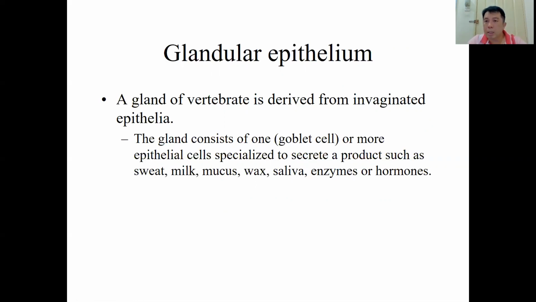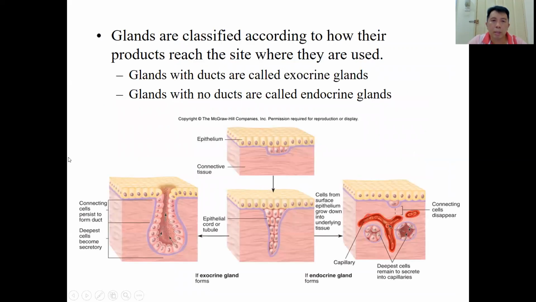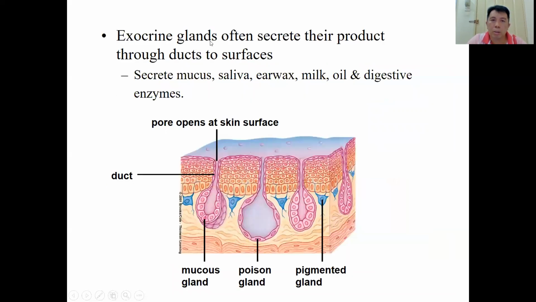Glandular epithelium forms the glands. The glands can be exocrine or endocrine glands. You can see here, the glands with a duct are called exocrine glands. After they derive, they have a duct here, so this is an exocrine gland. Where they show no duct, this is the ductless, or what we call endocrine glands. The endocrine glands produce hormones. Exocrine glands produce digestive enzymes, mucus, saliva, sweat, and so on.